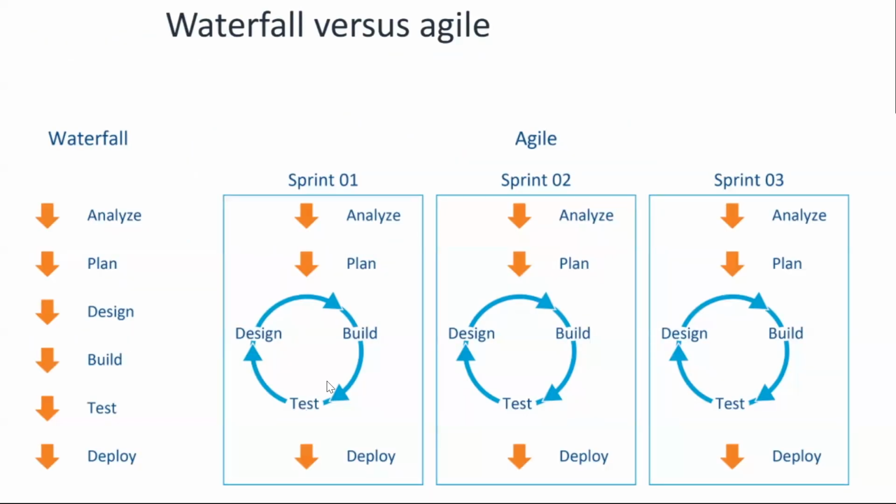You're building something, you're testing, then designing, checking whether that is working properly. If it is working properly, then you go into deployment. Without building, testing, and designing, we are not going for deployment. So this is the agile kind of software lifecycle.